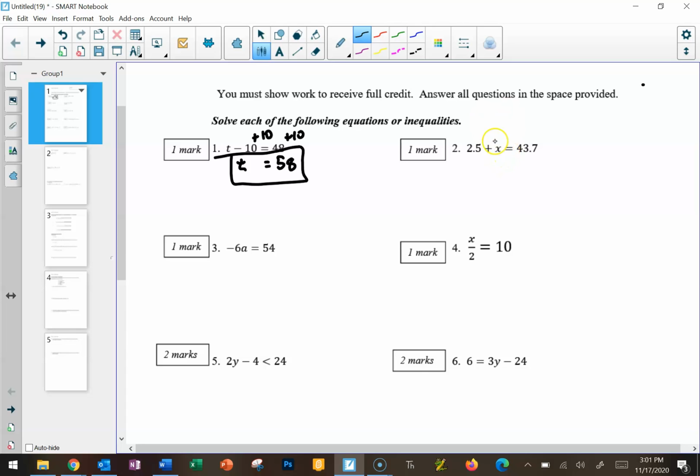This one's decimals, so I can end in decimals. I've got a positive 2.5, so I'm going to subtract 2.5 from both sides, and that is going to leave me with 41.2 on this one, I believe.